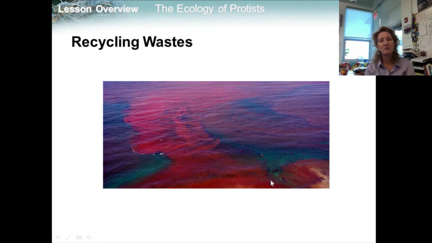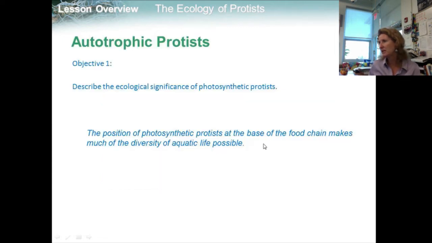Algae blooms of marine protists called dinoflagellates also create what is known as red tide. The buildup of toxins produced by these protists can poison fish and shellfish. So objective 1 is to describe the ecological significance of photosynthetic protists. The position of the photosynthetic protists at the base of the food chain makes much of the diversity of aquatic life possible.